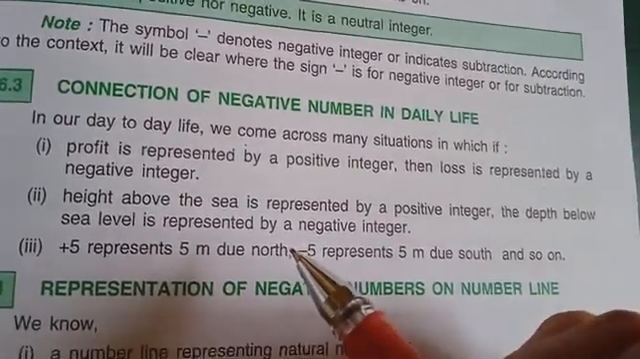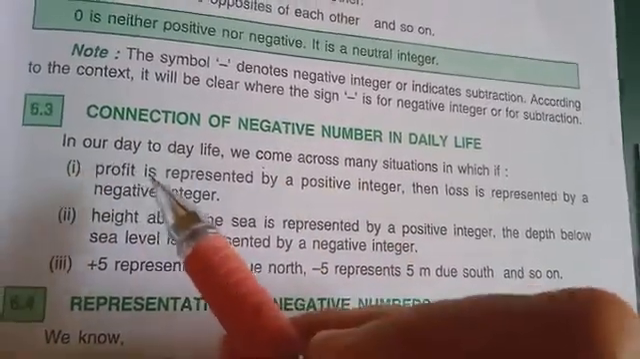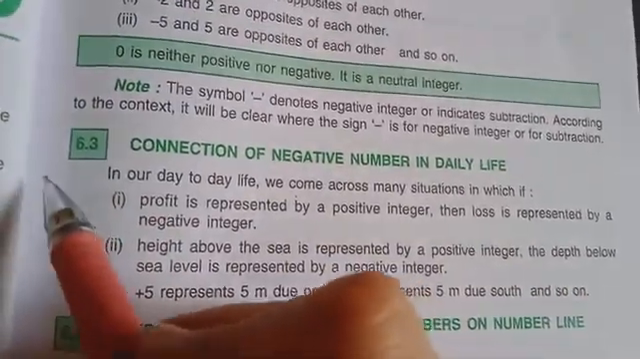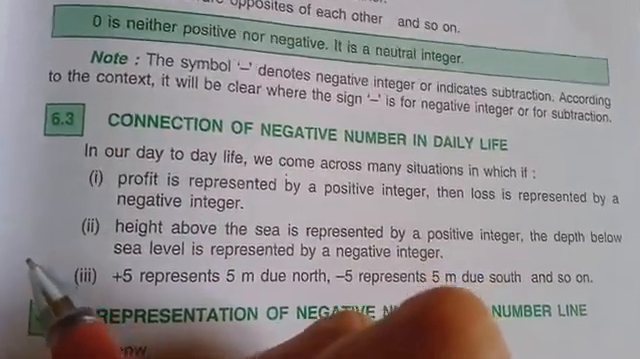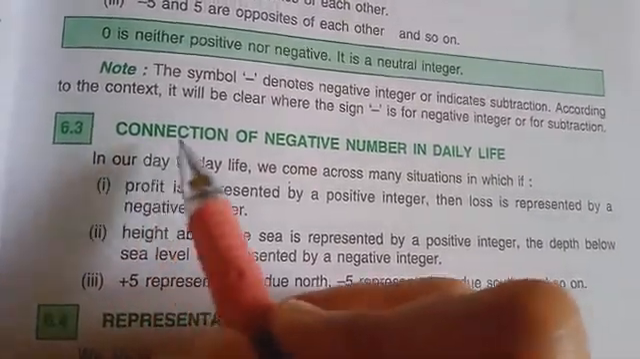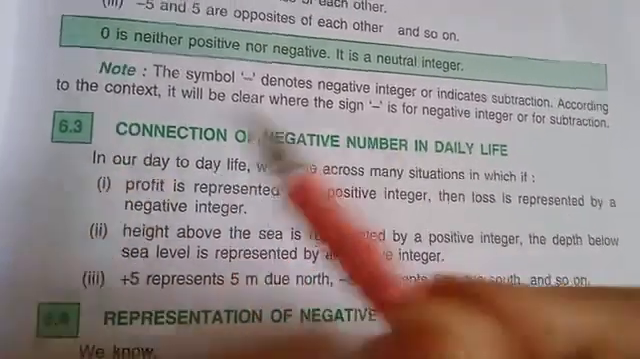So if money is deposited in the bank, it will be shown plus. Suppose you have deposited 2000 rupees, so plus 2000. If you have done a withdrawal of 2000 rupees, it will show minus 2000. Okay, so plus and minus, how it is connected to our daily life is this way.